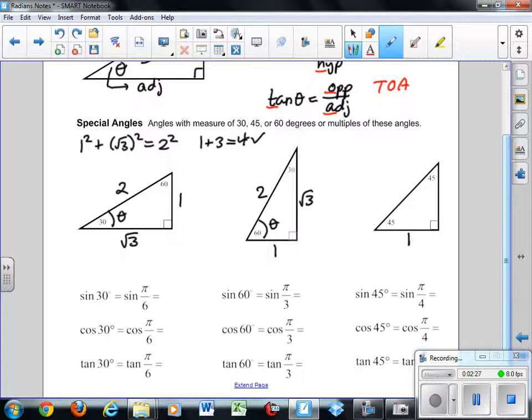Then our 45, 45, opposite both 45-degree angles, it's 1, and then this is the square root of 2. And once again, 1 squared plus 1 squared is equal to c squared. So 2 is equal to c squared. So c has to equal the square root of 2. So that's where you get that third side.